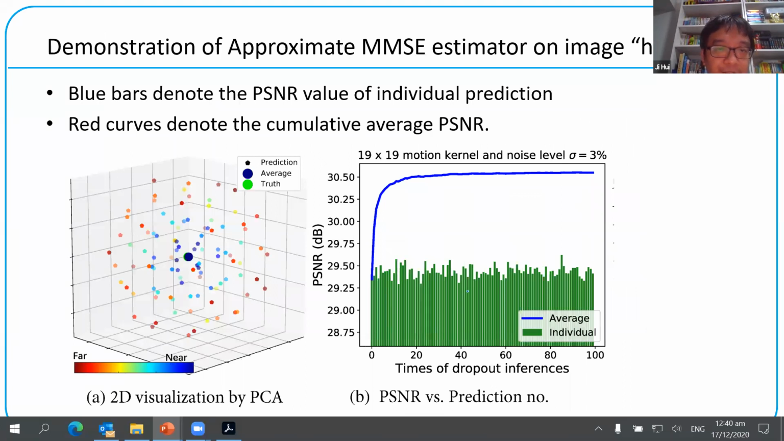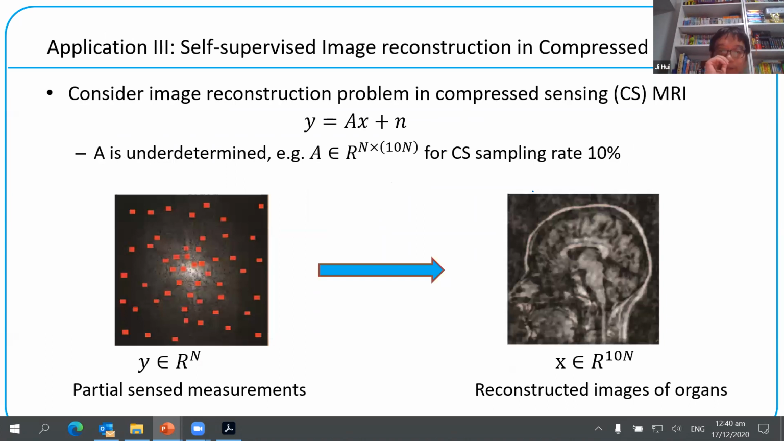Again, here I show you that the prediction from multiple instance networks will actually help to reduce variance. Here is a 2D visualization using PCA, and this is again the same graph, and you can see the average over multiple predictions will reduce the variance and help to improve the performance. All right, I have 5 minutes left. I will have one last application.